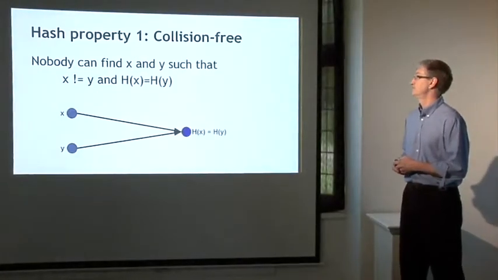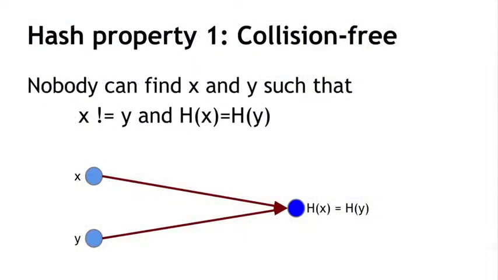So first, collision-free. The first property that we need from a cryptographic hash function is that it's collision-free. What that means is that nobody can find values x and y such that x and y are different, and yet the hash of x is equal to the hash of y. If we look at the operation of the function as depicted by one of these red arrows, here's x and H of x, and here's y and H of y, then nobody can find a situation like this, where you have an x and y that are separate, and yet when you hash them, they hash to the same value.